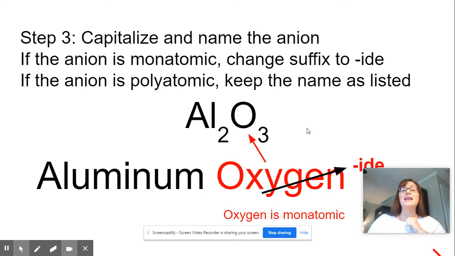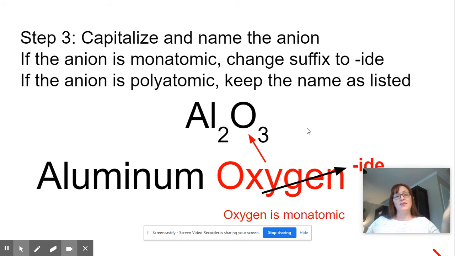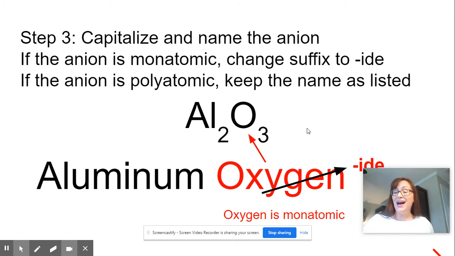Step 3, capitalize and name the anion. My anion is the letter O, and if I look on my periodic table, O just means oxygen. So I'm going to name it oxygen. Now, if the anion is monatomic, which means it's something on the periodic table, which it is because it's just plain O right here on our periodic table, then you change the suffix to "ide." So instead of oxygen, I keep the root, which is ox, and I change the ending to "ide." For a list of the roots for the anions, you can see the rest of the presentation.